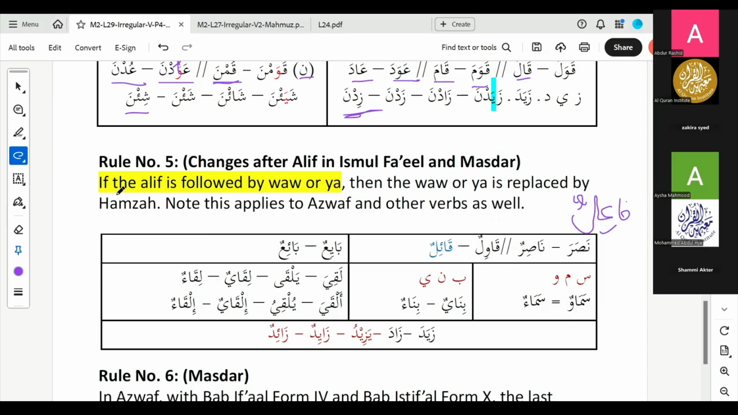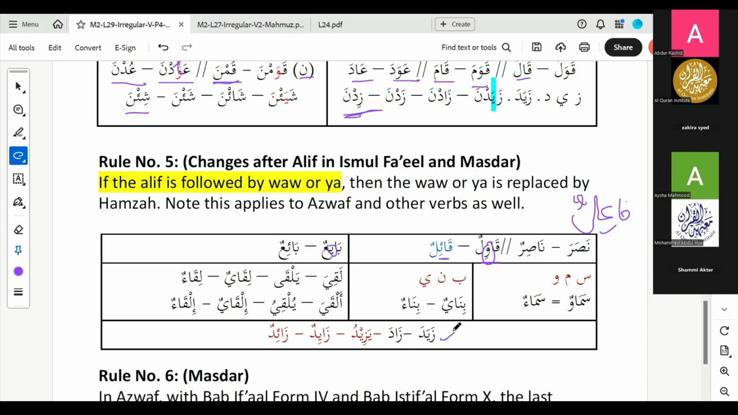So what it's saying is, if alif is followed by waw or ya, then this waw and ya will be replaced by hamza. So here the waw got replaced with hamza and it becomes qa'ilun. One more example here, ba'i'un. Here again alif is followed by ya, and this ya is replaced by hamza, ba'i'un.